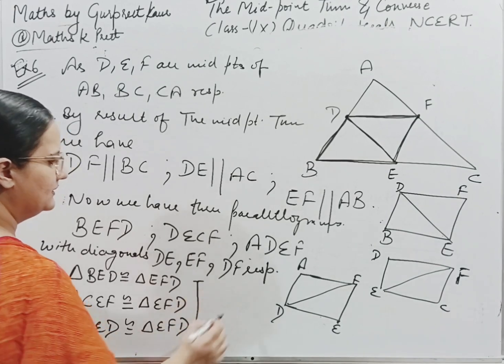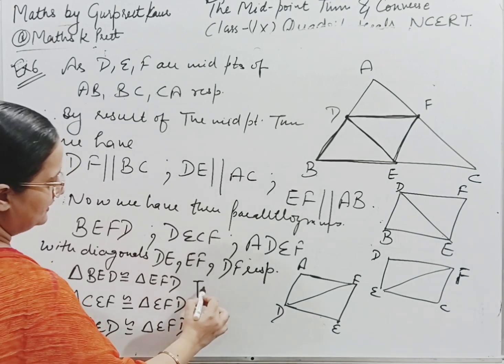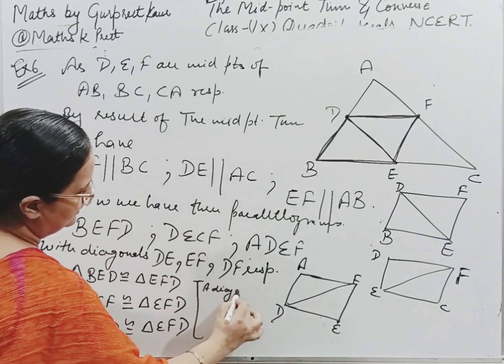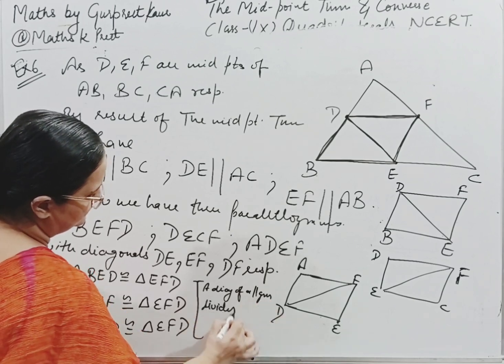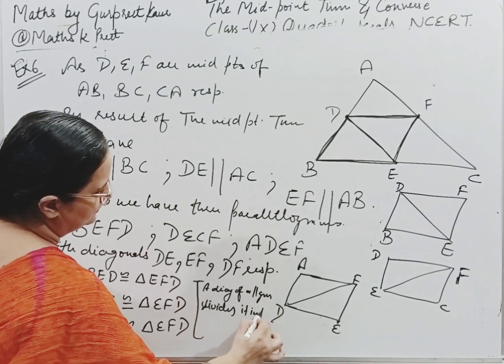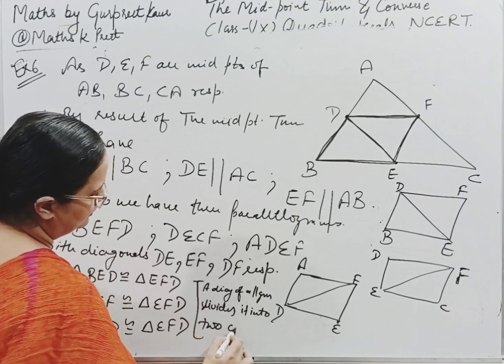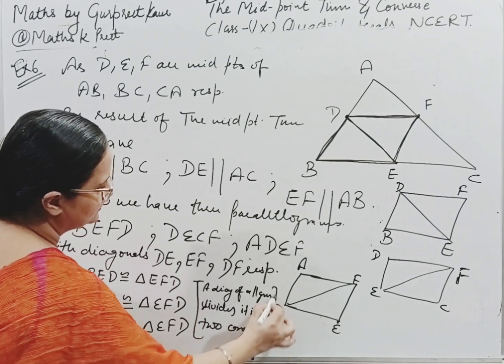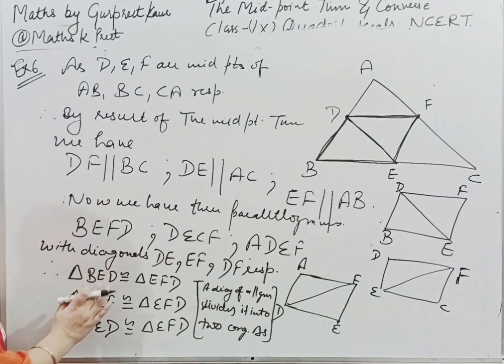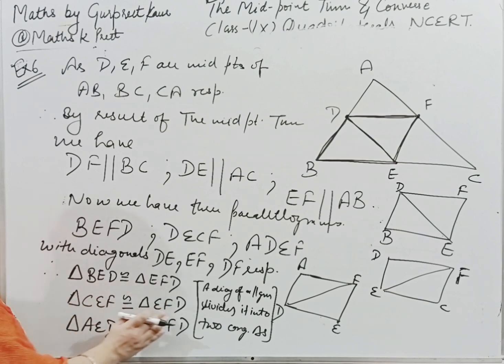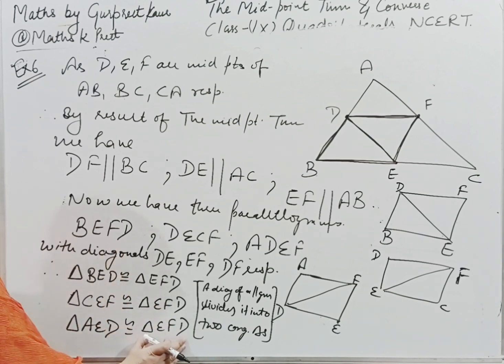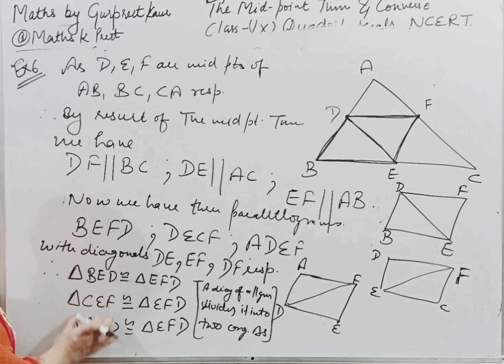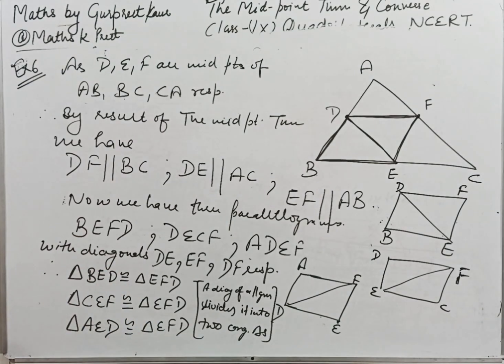Here you have to write the complete result that a diagonal of a parallelogram divides it into two congruent triangles. So all the four are congruent to each other. Why? Because this is congruent to this, this is congruent to this, this is congruent to this. Means all the three are congruent to the single triangle. Therefore, these three will be congruent to each other as well.